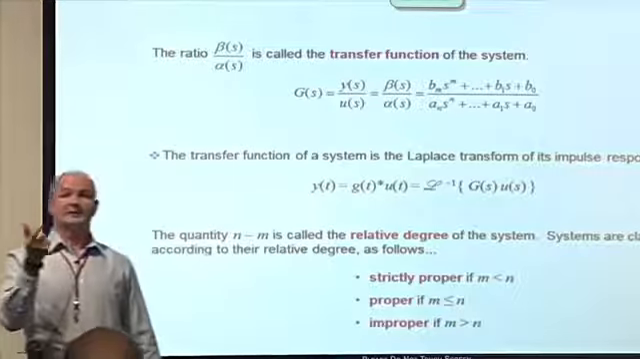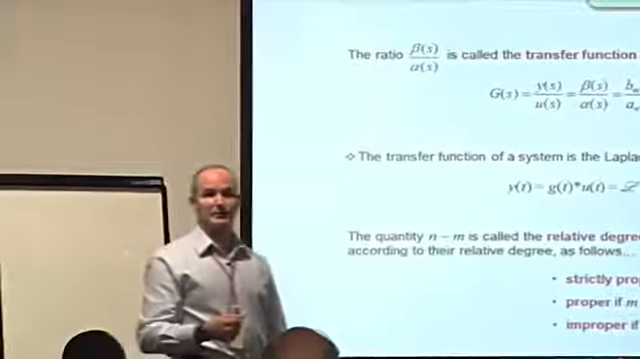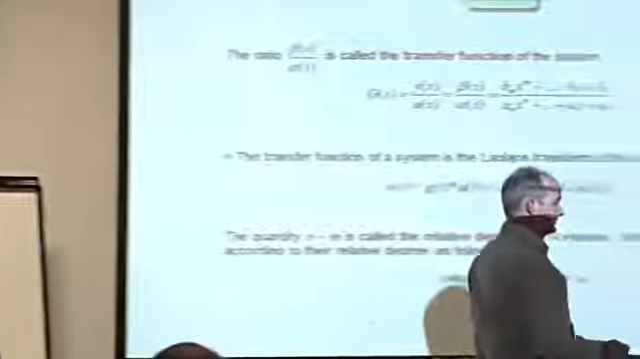And the important number is the difference between them. N minus m is called the relative degree of the system. It's an important term that we'll come back to several times.